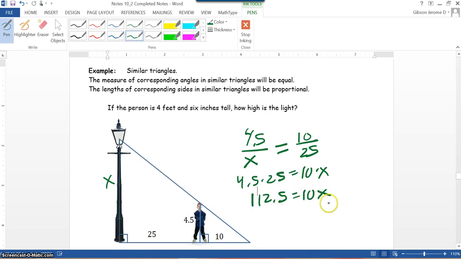That would give us 405 is equal to 10x. Now we divide each side by 10, and then this would give us 11.25 is equal to x. And that is our final answer.